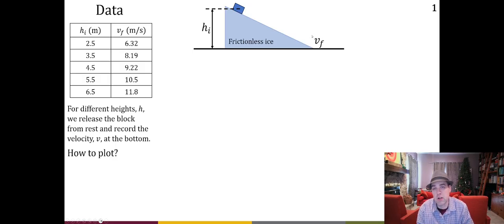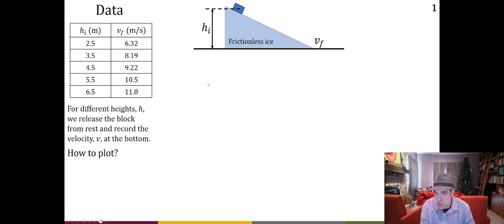Now we're going to do this for a bunch of different heights, 2.5 meters, 3.5 meters, and so on. And then here's a table of data of all the final velocities that were recorded when it was released at these different heights. Now, how are we going to plot this? What do we expect the slope to be? What do we expect the y-intercept to be?